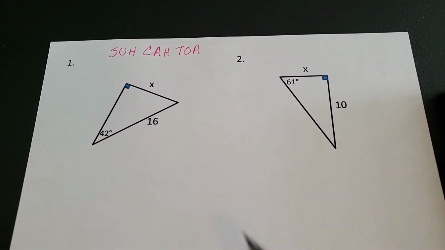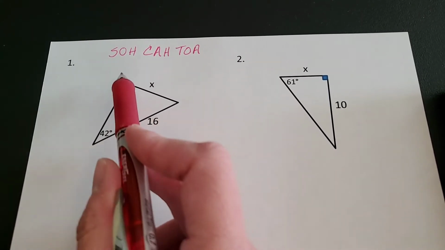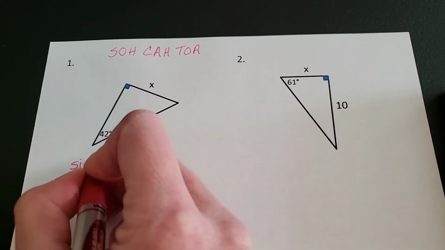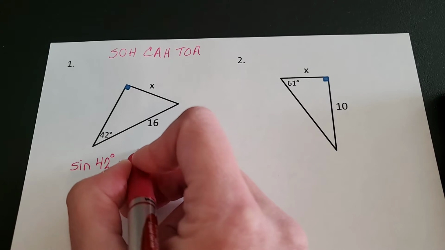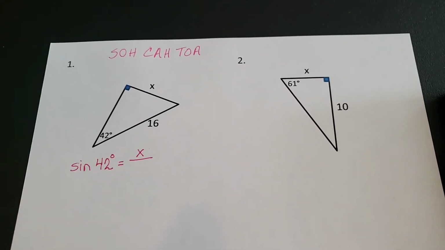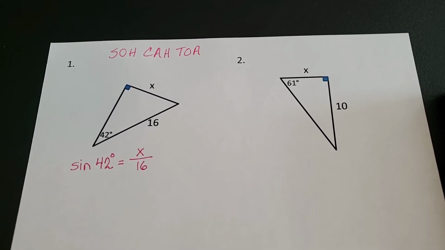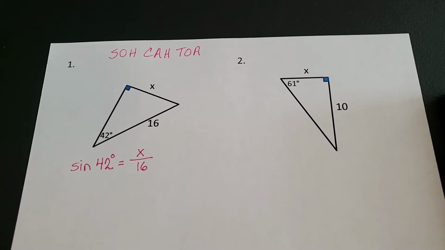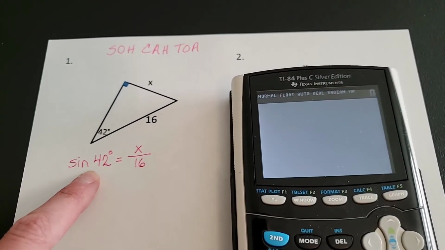So what trig function relates the opposite and the hypotenuse? Well, that would be our sine. So I can write an equation that the sine of 42 degrees is equal to that opposite side, which is x over 16. Now I have a nice equation that I can solve for x. I need to figure out the sine of 42 degrees. Fortunately, we can do that on our calculator.